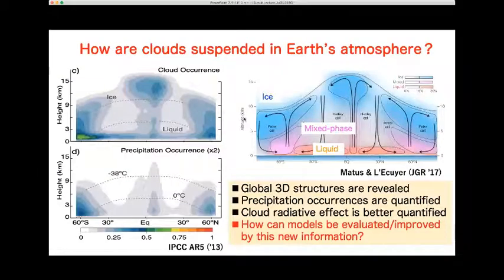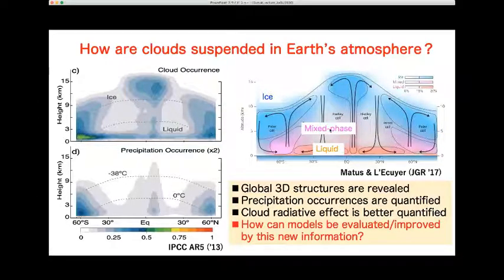And thanks to this kind of progress in satellite observation, now it is well known how the clouds are suspended in Earth's atmosphere. Shown here is just a simple zonal picture of the cloud occurrences and the precipitation occurrences as a function of height and latitude. And also now we know what the cloud-suspended atmosphere is like, that is, liquid, ice, or mixed phase.